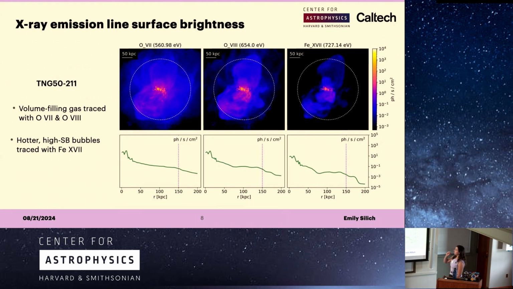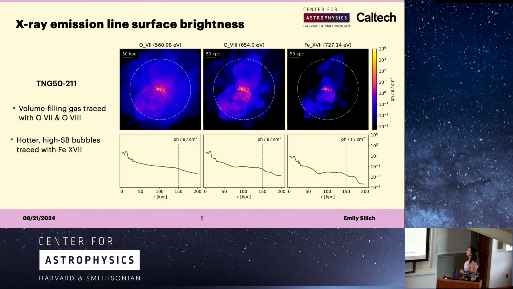So here's an example from TNG50, with O7, O8, and Fe17. And you can see again that O7 and O8 tend to trace this volume-filling, very diffuse gas associated with the hot CGM. And then the Fe17 starts to probe these higher surface brightness bubbles, which are associated with the AGN feedback incorporated in those simulations.